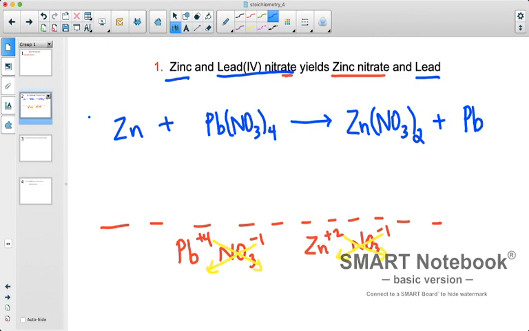Now from here, I would have to balance it. And just to make life easier, to remind you that you're never going to change your subscripts, but you must always change your coefficients when you balance, I'm just going to put a few lines in front just to remind you that we're only changing our coefficients.